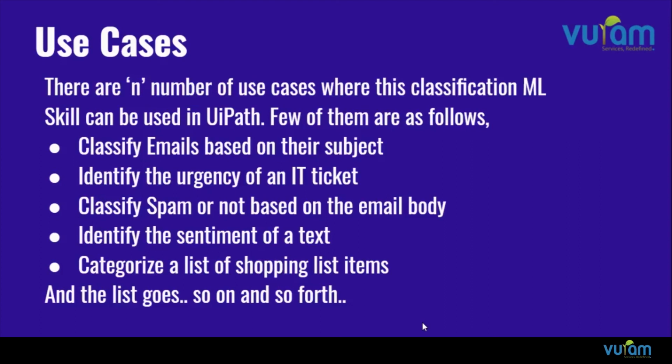And the third one is detecting spam or not spam based on the email body or subject. The fourth one is sentiment analysis, which identifies the sentiment of the text. Maybe it could be an email or a comment or something. And the last one: let's say you have a shopping list with several grocery items, several cosmetics and several clothing items. You can use this ML skill to categorize each item into these classes, and the list never ends. So it can be used for a number of classification purposes.